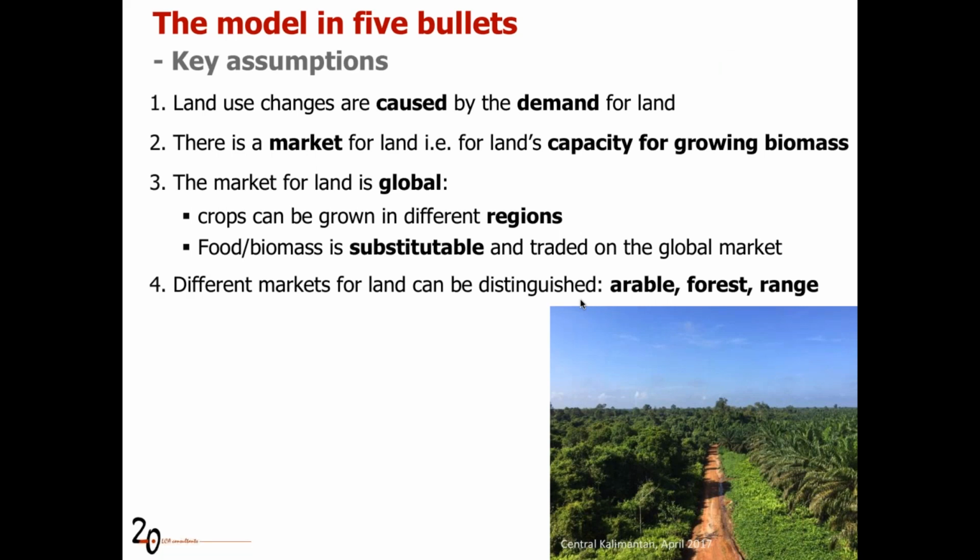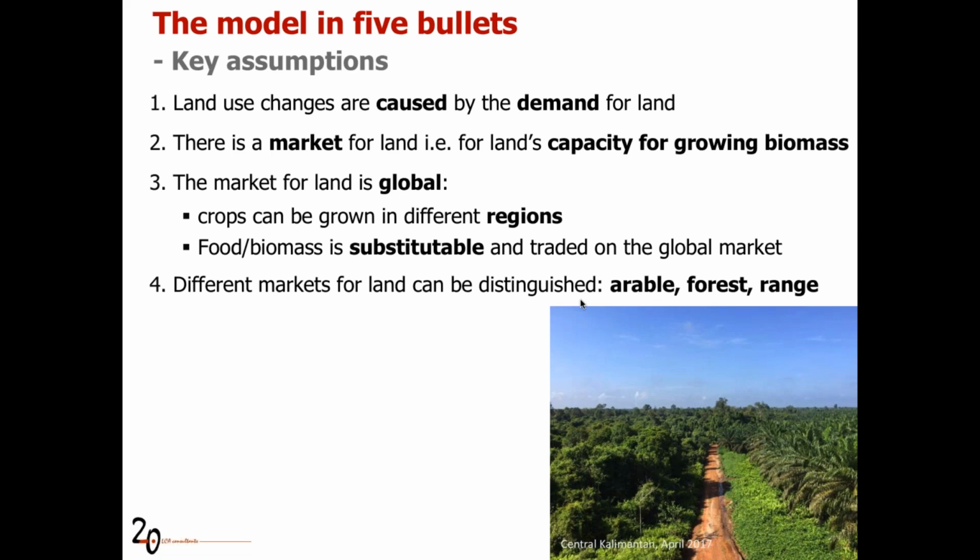The fourth assumption we're operating with is that we can also observe different market segments for land. Some land can be used for arable cropping only. That's typical arable land as we see it. Then we have some land that cannot only be used for arable cropping. Of course, you can also build a city on top of it, build a road, or you can plant a forest or whatever you do. But the highest use is arable land cropping.